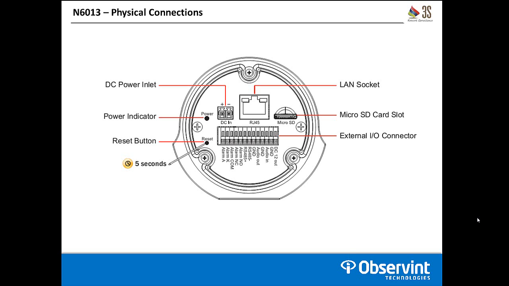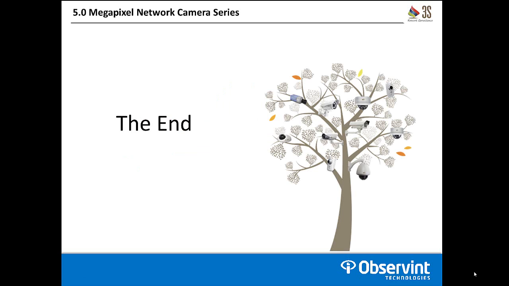It resets everything back. This concludes our overview of the 5 megapixel network camera series from 3S.